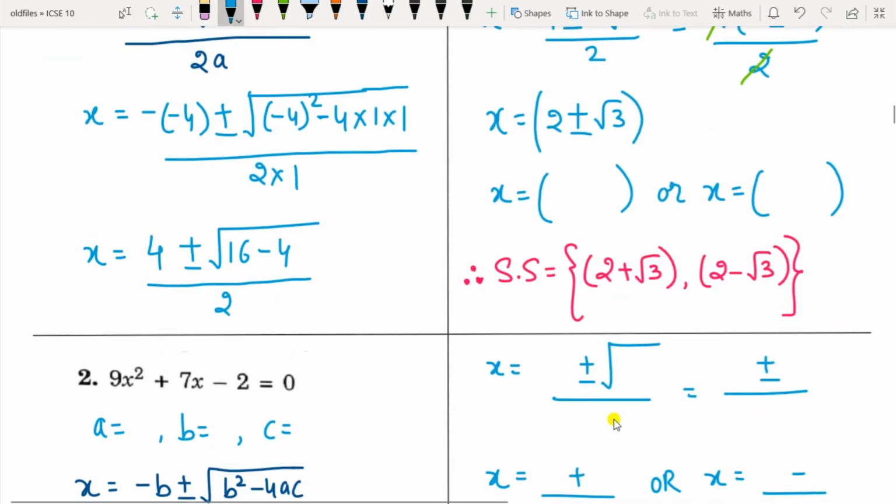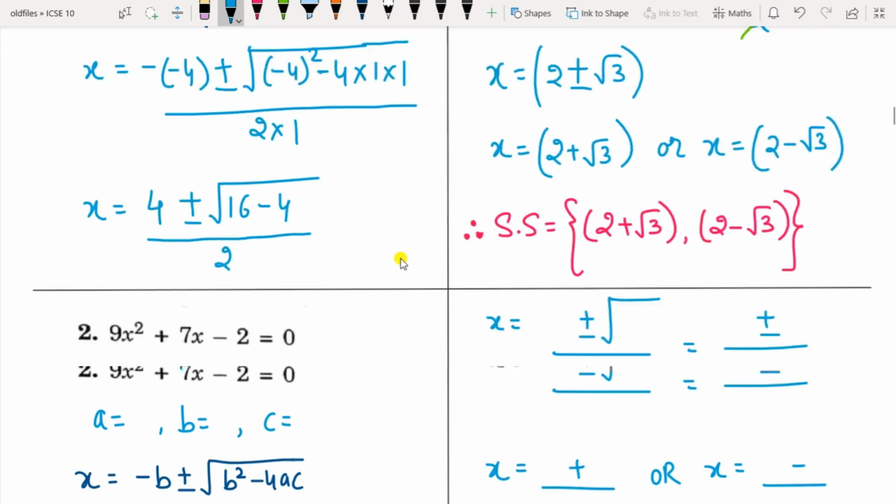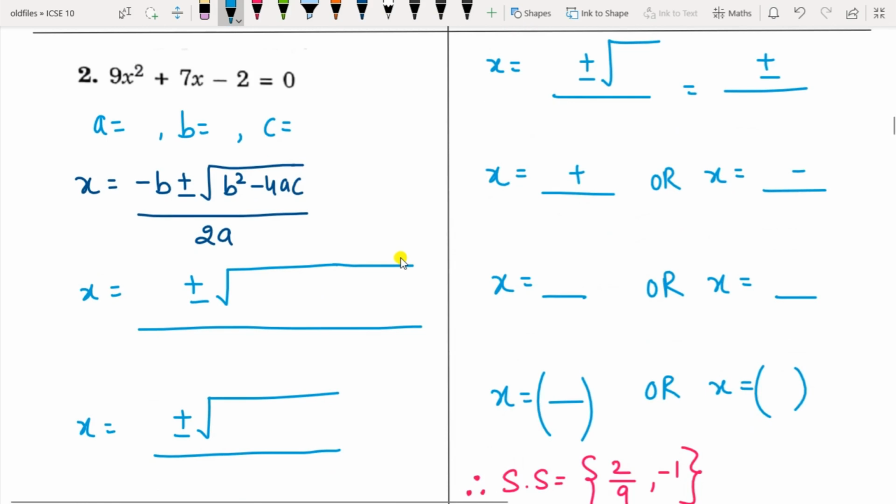Now write the roots in different brackets for plus and minus. So x equal to 2 plus root 3 and x equal to 2 minus root 3. That is the solution for this given equation by using the quadratic formula. So this is the way to solve the quadratic equations.